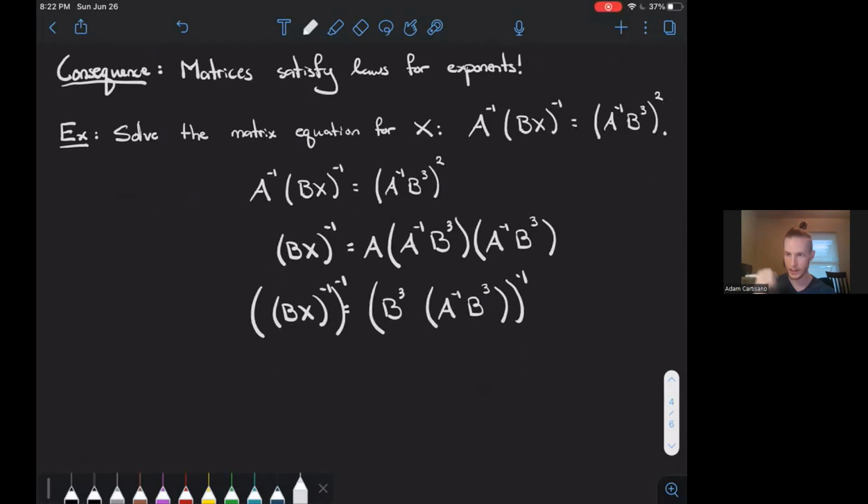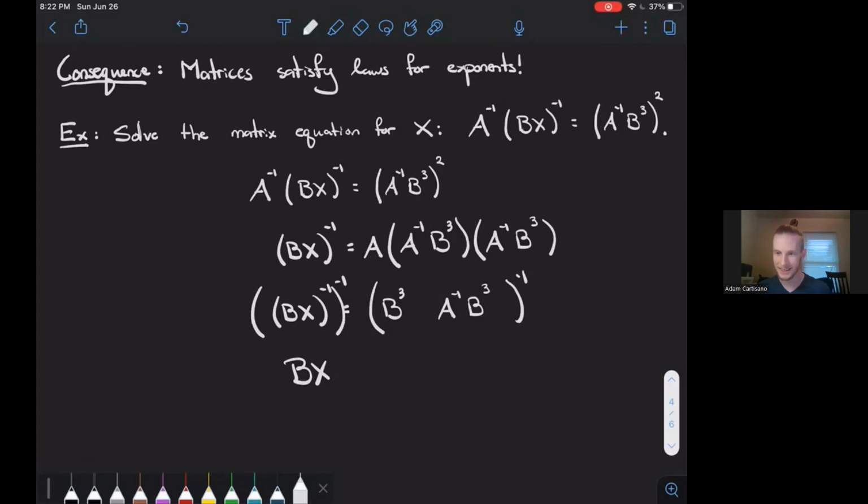On the left, the inverse of the inverse is the original. So b x inverse is just bx. And on the right, we have to be careful. I'm going to drop the inside parentheses because after all, the associative property says I can multiply these in any order as long as I'm not switching the left to right order. I can pair up any product of them.